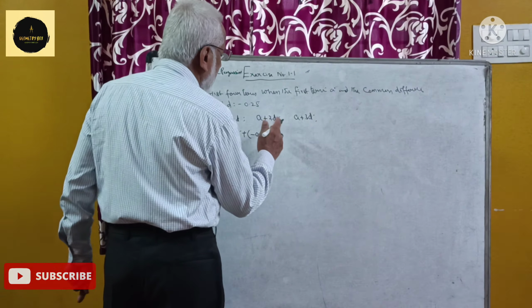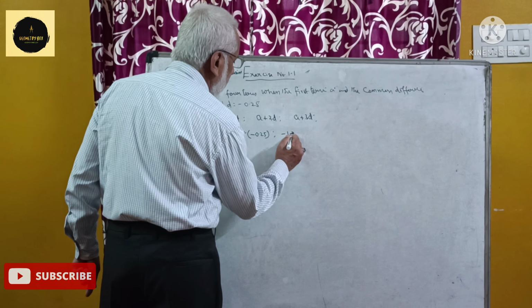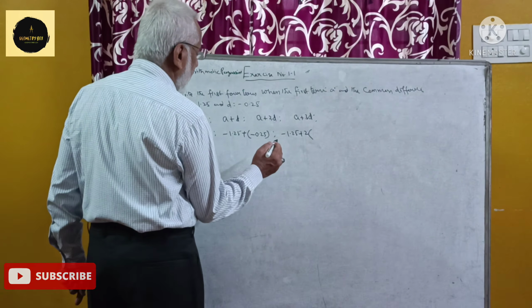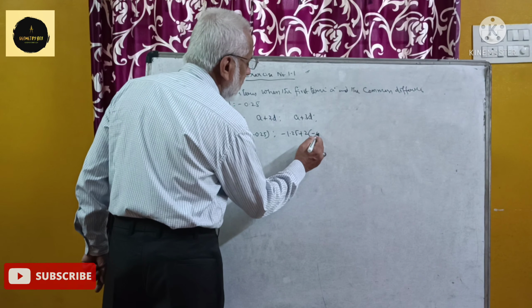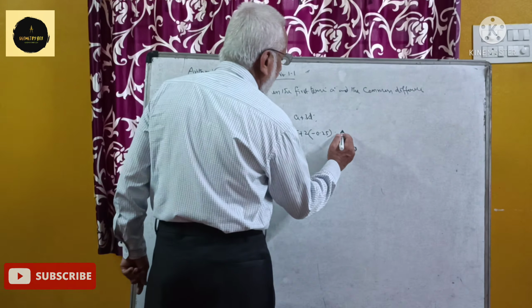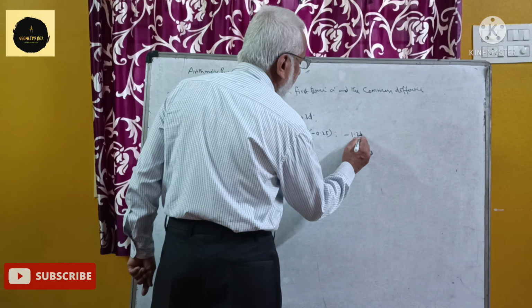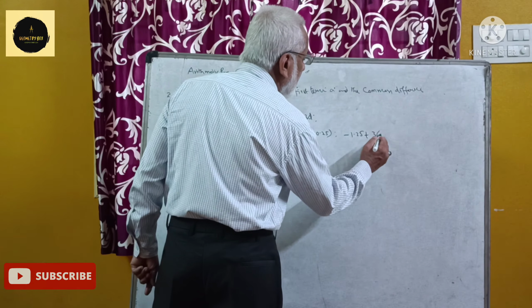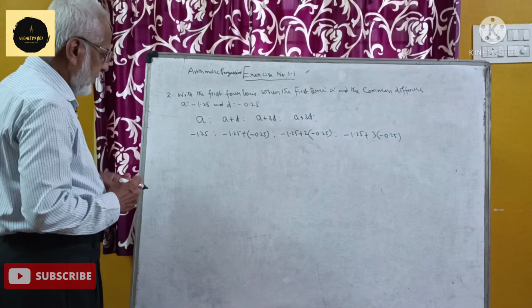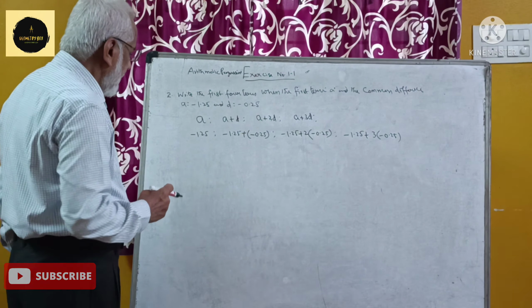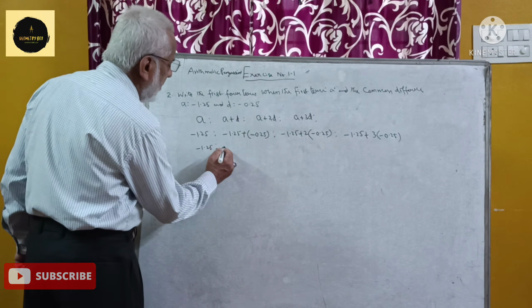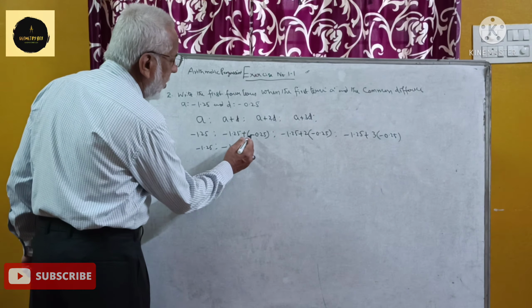Then again, this is the first term, this is the second term. Then the third term is minus 1.25 plus 2 into, write the value of d in the bracket. What is the value of d in the bracket? Minus 0.25. Then the fourth term is a, that is minus 1.25, plus 3 into d, that is minus 0.25. Here I have written the values of the first, second, third and fourth terms. The first term a is minus 1.25, then the second term is minus 1.25.